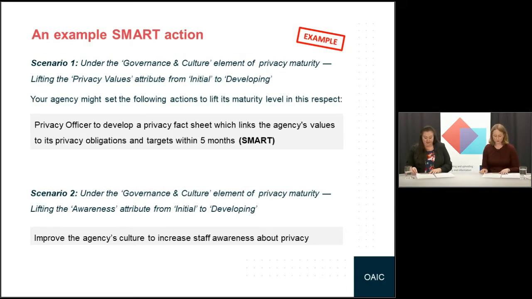For scenario 2, an agency is looking to increase their maturity level under the awareness criteria in regards to governance and culture. The action is to improve the agency's culture to increase staff awareness about privacy. This action is not SMART. There's no specific action set and there's no time frame. There's also the question of how awareness would be measured.